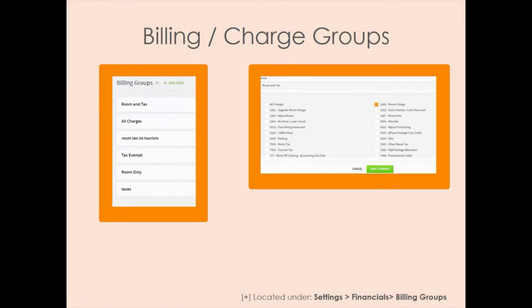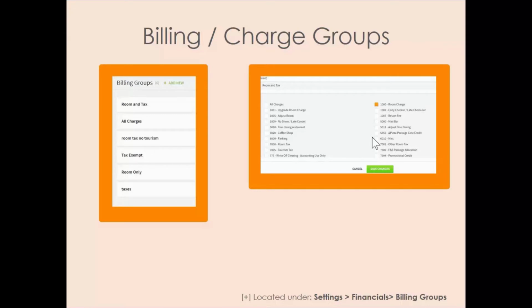You can have as many billing groups as you want. If you ever want to have one that is all charges, you can simply check this first box, all charges, and it will automatically check everything for you. If you do add new posting codes, though, note that that's not going to update it. It's only going to have checked all the charges at that time.